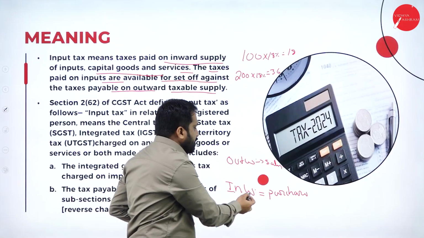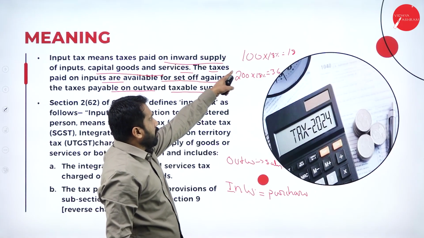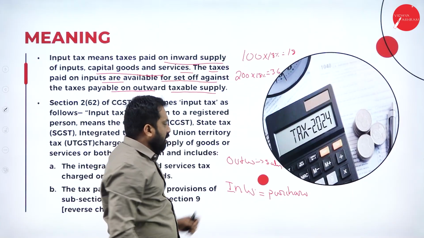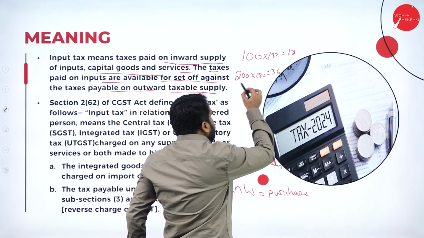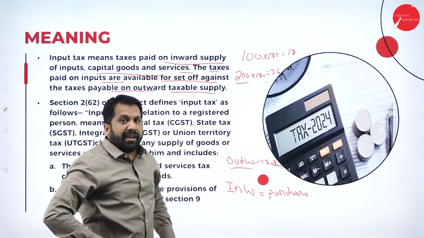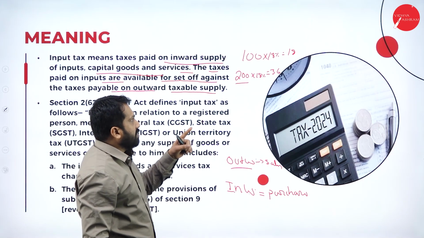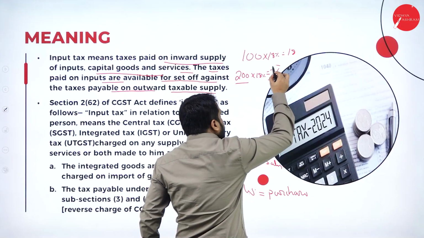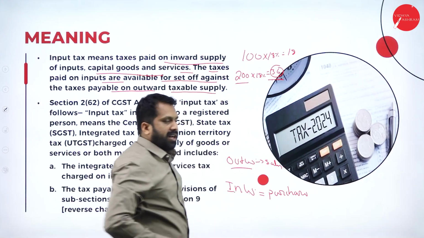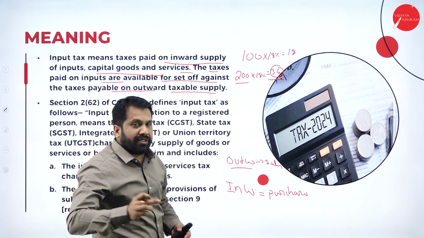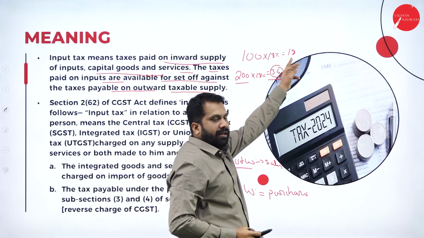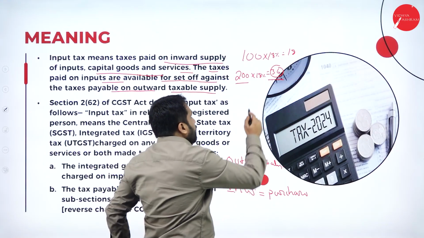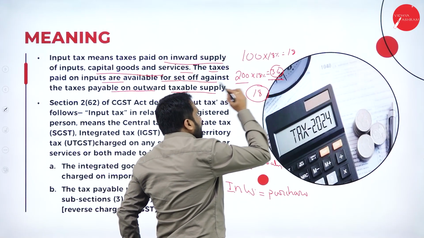Remember, inward means what? Purchase. You bought for what price? 100. On that 18%, 18 rupees. Outward means 200, your selling price, into 18%, that will be 36. 36 minus 18. No need to pay 36 rupees tax. Why? Because at the time of purchase, you already paid 18 rupees. Now, from 36 minus 18, your answer will be 18.